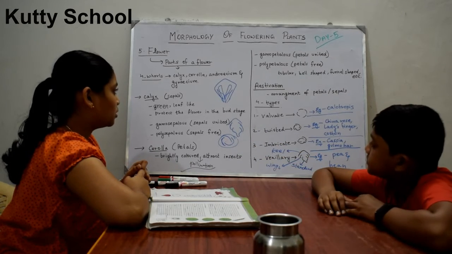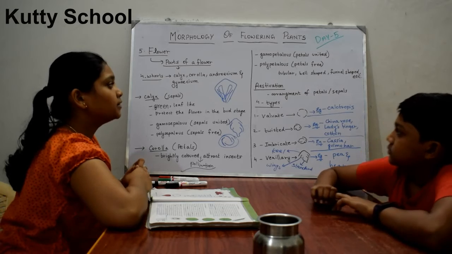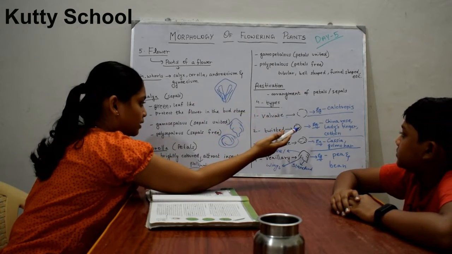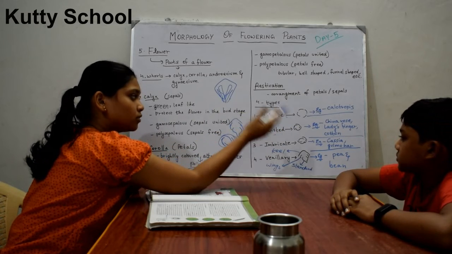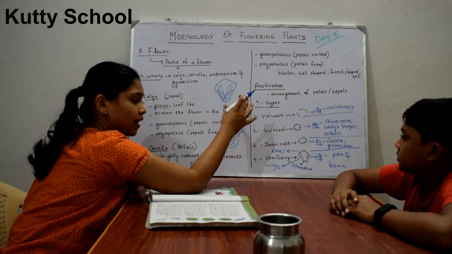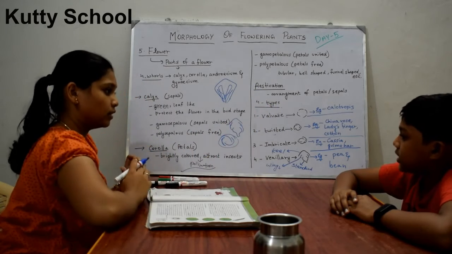So this is about calyx and corolla and its arrangement. If calyx is arranged like this, it is known as valvate. If corolla, both can be combined, both can be different, both have the same category. We name the same things.